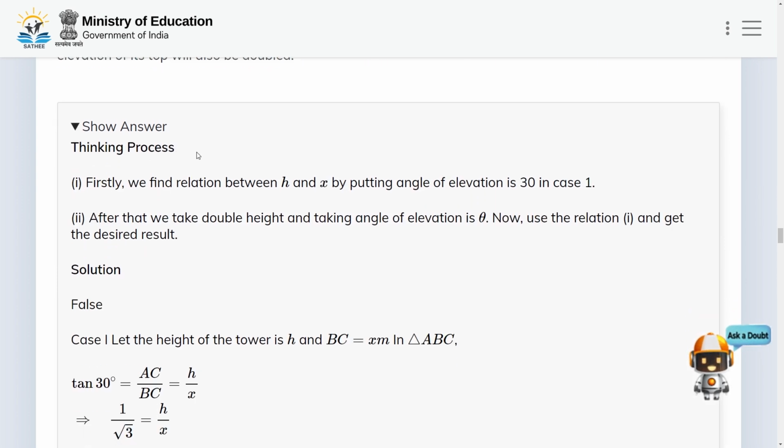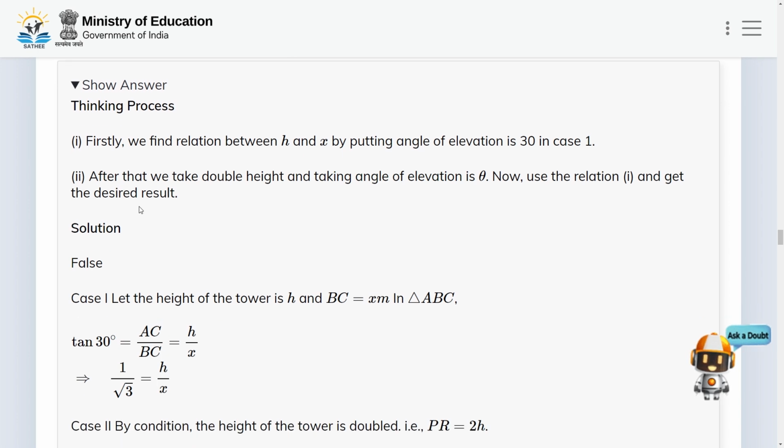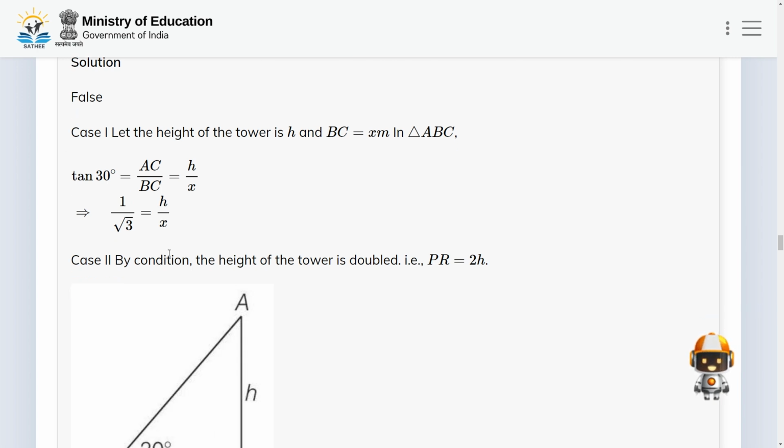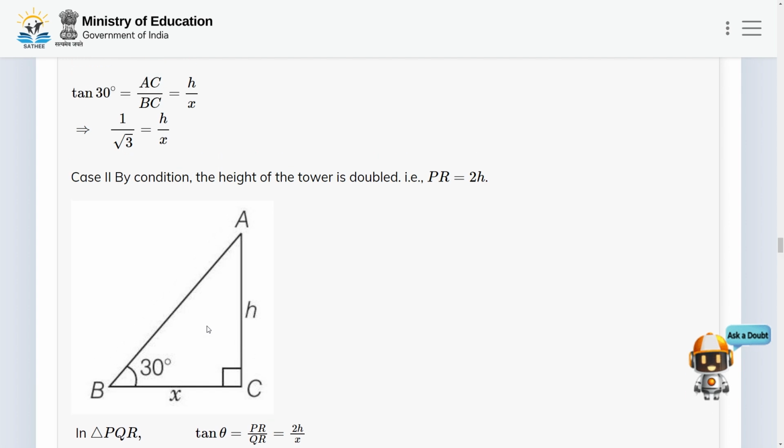So here, first of all, we see the thinking process. Number one, firstly we find the relation between h and x by putting the angle of elevation as 30 degrees in case 1. And second, after that we take double height and take the angle of elevation as θ. Then we use relation 1 and get the desired result. Okay, so case 1: let the height of the tower be h, and here BC is equal to x meters.